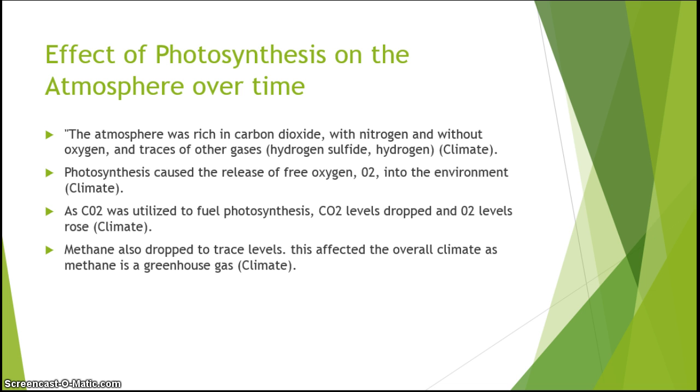Effect of photosynthesis on the atmosphere over time. The atmosphere was rich in carbon dioxide with nitrogen and without oxygen and traces of other gases, such as hydrogen sulfide and hydrogen. Photosynthesis caused the release of free oxygen, O2, into the environment. As CO2 was utilized to fuel photosynthesis, CO2 levels dropped and O2 levels rose. Methane also dropped to trace levels. This affected the overall climate as methane is a greenhouse gas.